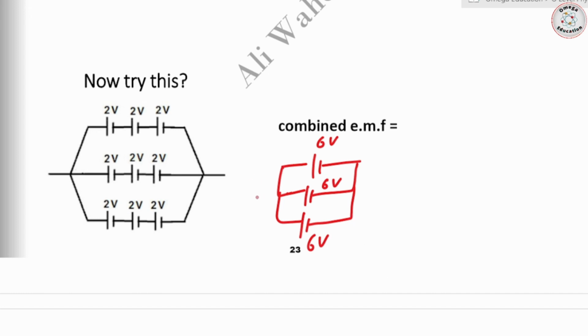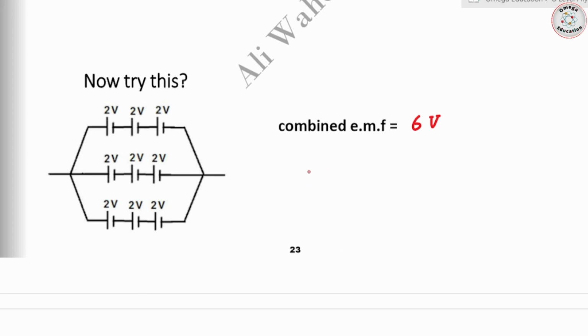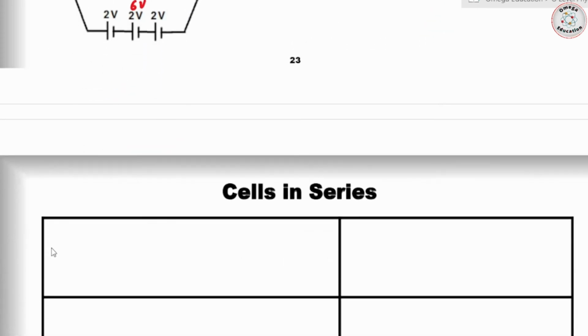Now, after we have sorted it out, we have 3 cells which are connected parallel to each other. They're connected across each other, and the combined EMF for the parallel circuit remains the same. So 6 volts would be the overall combined EMF of this circuit. So 6 volt from here, 6 volt from here, 6 volt from here. Then we are left with 3 cells which are connected in parallel. So the combined EMF would be 6 volts.